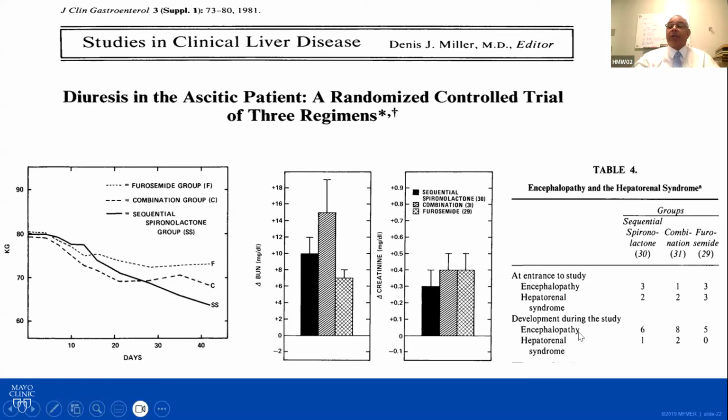When they looked at encephalopathy or hepatorenal syndrome, there was no major difference between the 3 regimens. So you can choose which regimen you would like, but I personally prefer spironolactone first and add Lasix down the road, which is a sequential regimen here.